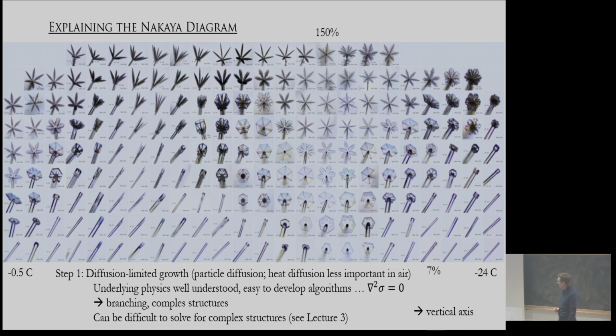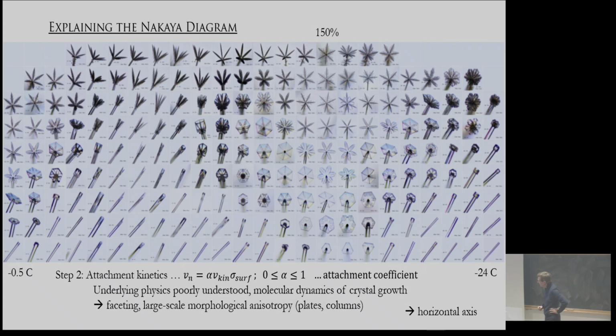So there's that. The second step, which I'm going to talk about today, is the attachment kinetics. Those are the two big players: particle diffusion and the attachment kinetics. For that, we focus on this parameterization in terms of an attachment coefficient, alpha. That's where we just dump all of the physics. The rest of this is just scaling. All of the physics is in this attachment coefficient, which depends on temperature and supersaturation. And so we have to try to understand that.